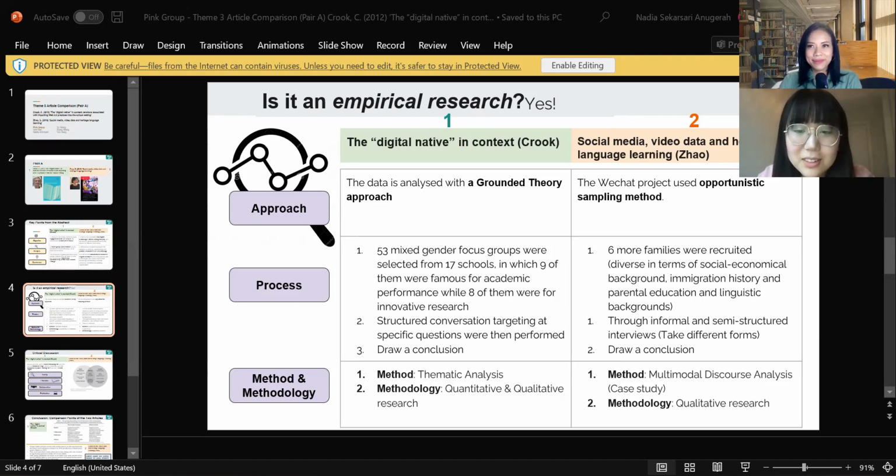For the second article, the author repeatedly mentioned the WeChat project, which used the opportunistic sampling method. According to the author, a personal contact provided 3 initial families who offered access to a local Saturday Chinese school, where 6 more families were recruited. The families in the project were highly diverse in terms of social, economical background, immigration history, and the parental education and the linguistic backgrounds. And apparently multimodal discourse analysis is used in this article.